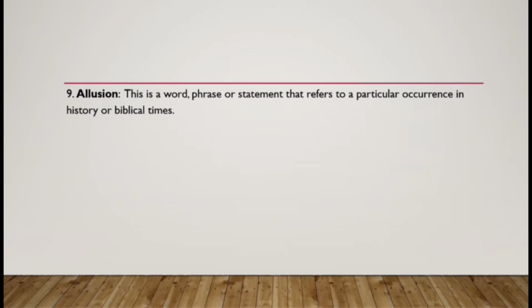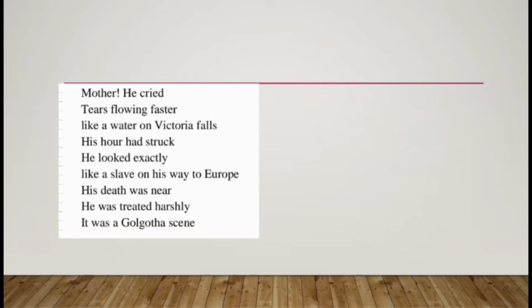Allusion. This is a word, phrase, or statement that refers to a particular occurrence in history or biblical times. This is done so as to emphasize the importance of a certain point. For example, "Mother!" he cried, tears flowing faster, like water on Victoria Falls. His hour had struck. He looked exactly like a slave on his way to Europe. His death was near. He was treated harshly. It was a Golgotha scene. So the reference to the historical evil, slave trade, and biblical Golgotha are examples of allusion.